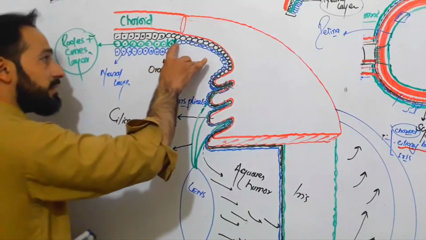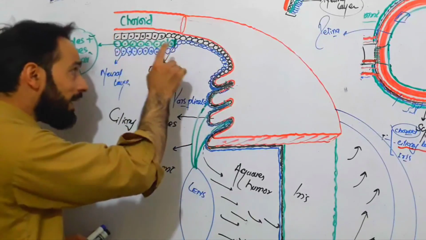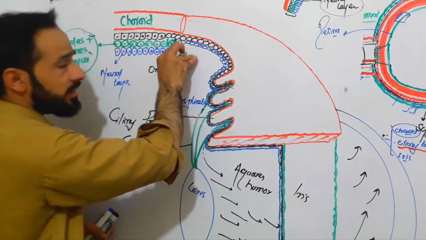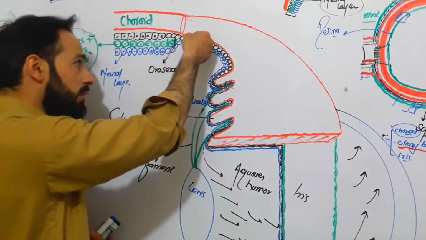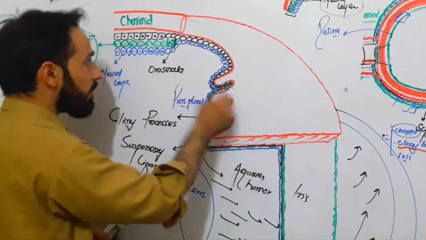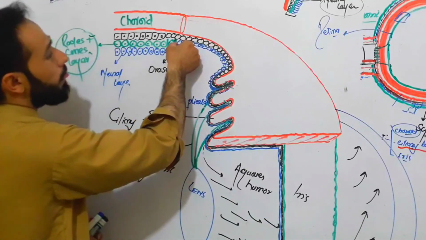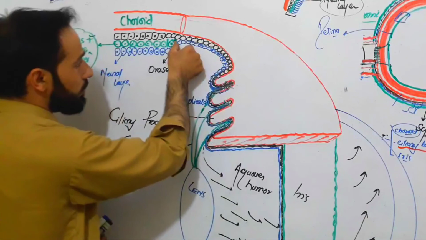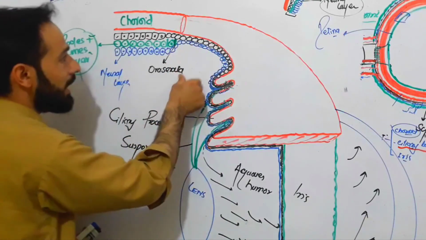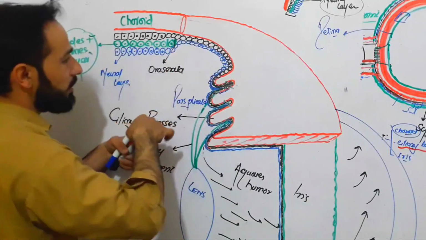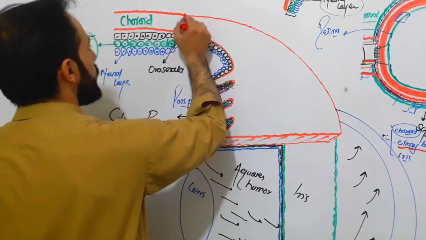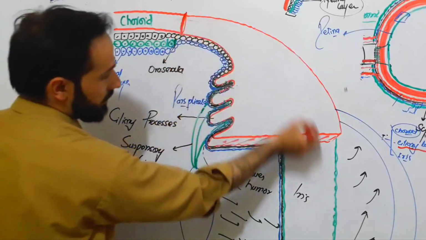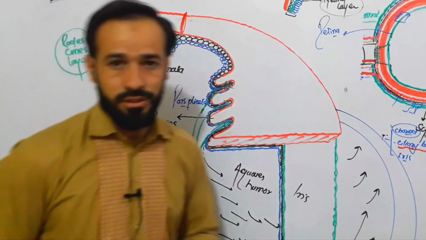Ora serrata is the point where the rods and cone layer, or the middle layer of the retina, will stop, and the outer and inner layers will go further forward. So that point where the rods and cones layer of the retina stops and doesn't go further forward is called the ora serrata. And you can see here, this is the beginning point of your ciliary body. So you can see the ciliary body begins at the ora serrata and moves forward. Done.